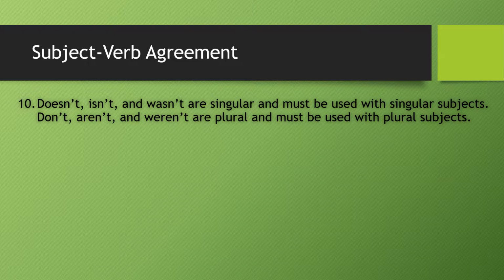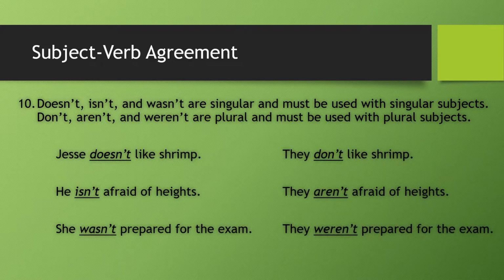Number 10: doesn't, isn't, and wasn't are singular and must be used with singular subjects, whereas don't, aren't, and weren't are plural and are to be used with plural subjects. Jesse doesn't like shrimp. They don't like shrimp. Jesse is the singular subject of the first sentence, so it takes the singular verb doesn't. They is the plural subject of the next sentence, so it uses the verb don't.